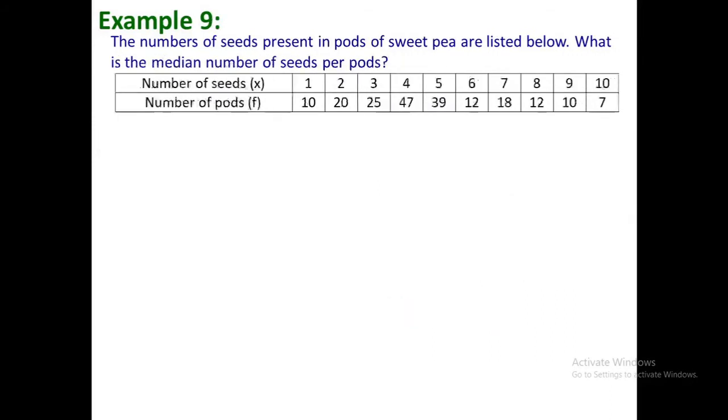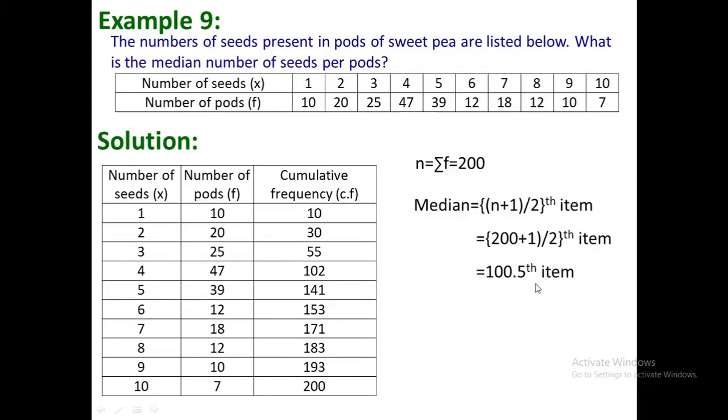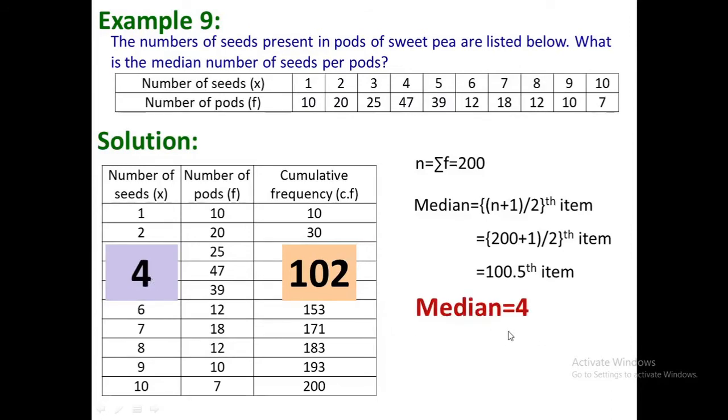Let's understand it with one more example where the number of seats and the number of ports are given, and we have to calculate the median number of seats per port. Again we have to make the cumulative frequency table. The total number is 200, therefore the median will be the 100.5th item, and it will lie in 102, and the corresponding number of seats will be 4. Therefore the median of this data set will be 4.